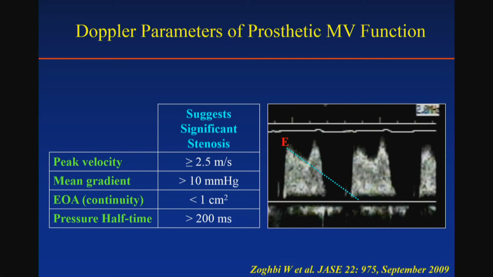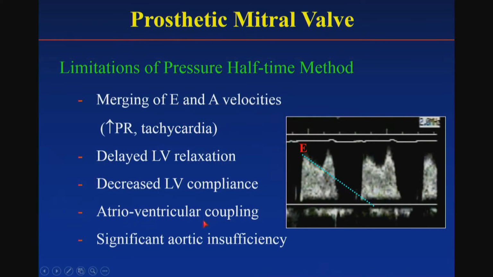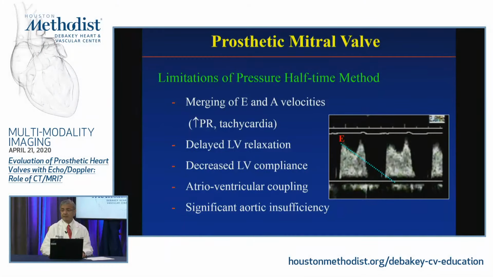In the guideline, these are the parameters that suggest significant stenosis: a very high peak velocity, high mean gradient, valve area less than 1, and a pressure half time that is rather large. There are limitations, obviously, for the pressure half time.